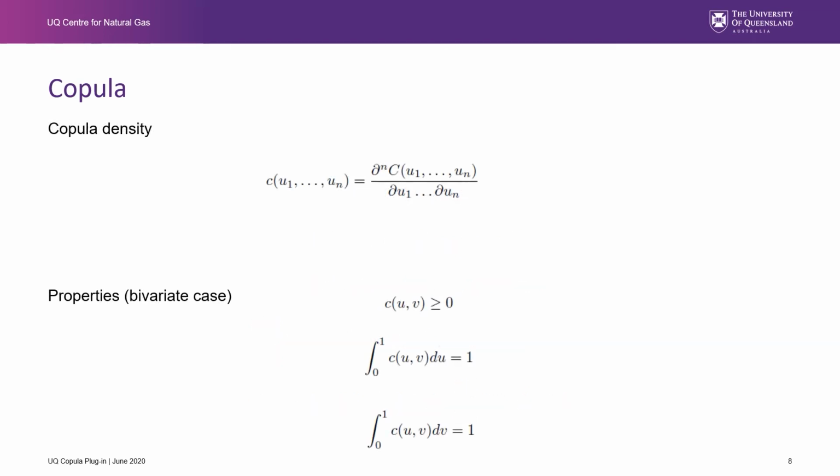The copula density is defined as the derivative of the copula divided by the product of the univariate marginals. In the bivariate case, or in any case really, the density is always greater or equal to 0. And if you integrate it, you will end up with a 1. So it's a valid distribution function.